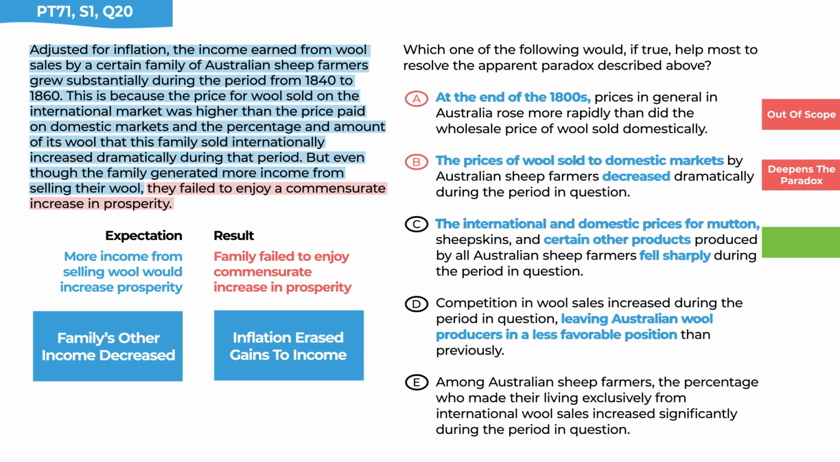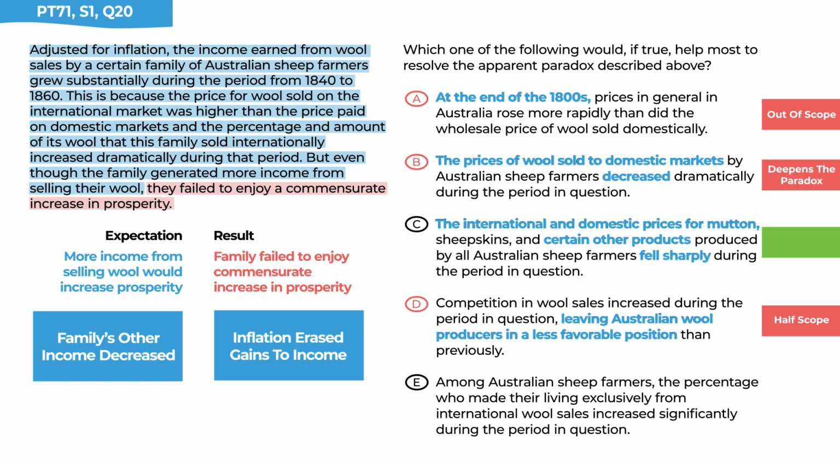This is dealing directly with the income that was supposedly going up and they were supposedly benefiting from. We know that the family was able to generate more income from selling wool. Answer choice D attacks that idea that this family was benefiting from wool sales. It doesn't explain how they could be benefiting from wool sales and yet not benefiting overall in general. So answer choice D is like half scope. It's only dealing with half of the issue. It doesn't show how they can both be true at the same time.